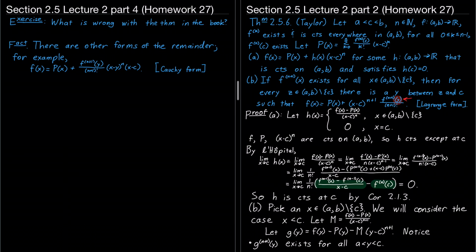And you will prove the Cauchy form, maybe not with quite as good a constant, but that's okay, on the homework. And you'll also see a way to generate lots of different forms of the remainder. So if you wanted an x minus y squared and x minus c to the n minus 1, you'll see on the homework how to do that.